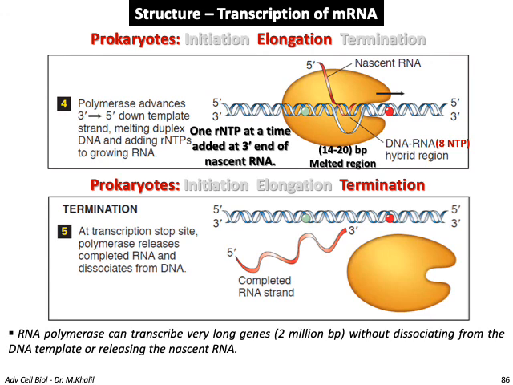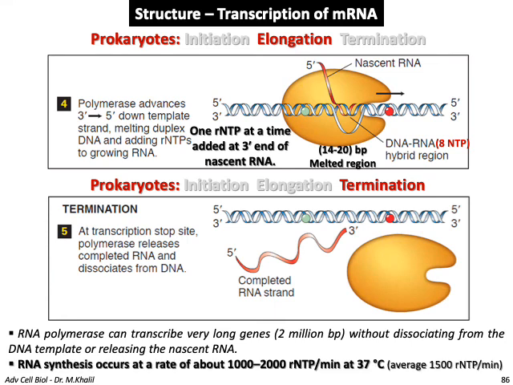RNA polymerase can transcribe very long genes, up to around 2 million base pairs, without dissociating. This means it is a very stable complex, not releasing the DNA or the nascent RNA. This information is very important. RNA synthesis occurs at a rate of about 1,000 to 2,000 ribonucleotides per minute at 37 degrees centigrade. So the average that you need to study is 1,500 ribonucleotides per minute.